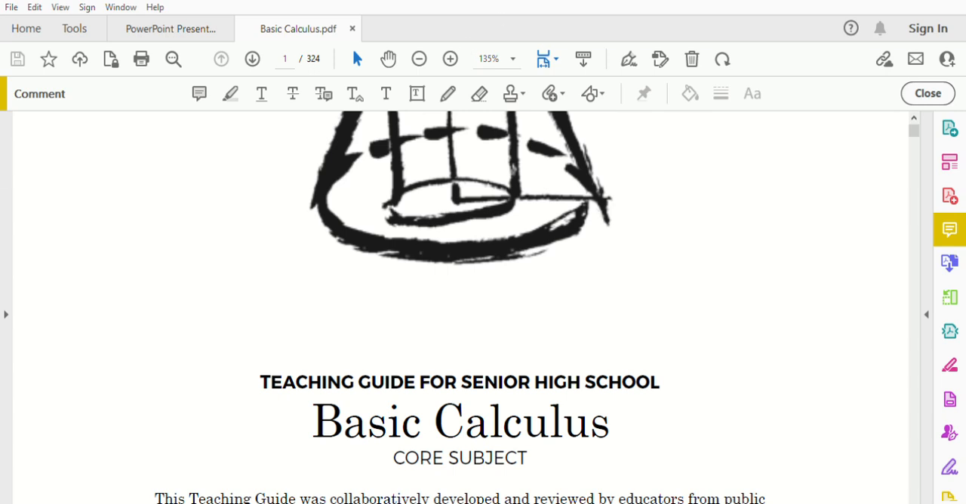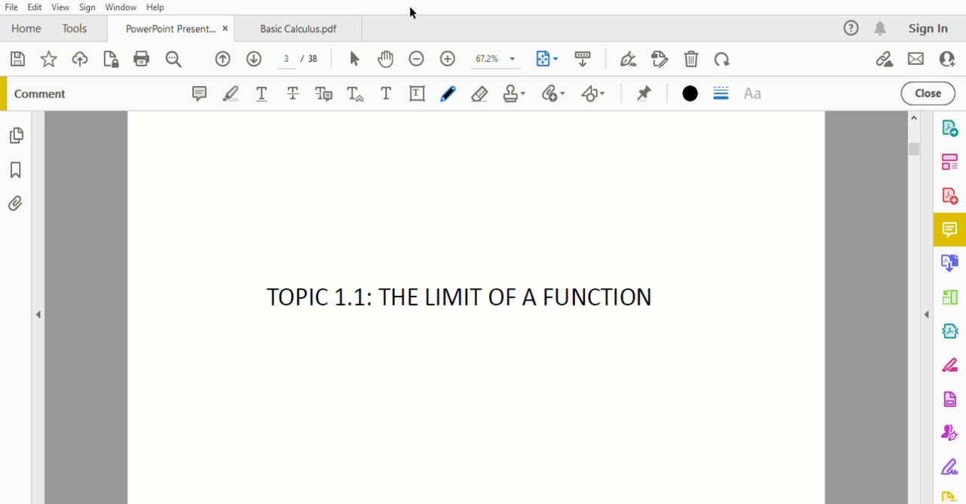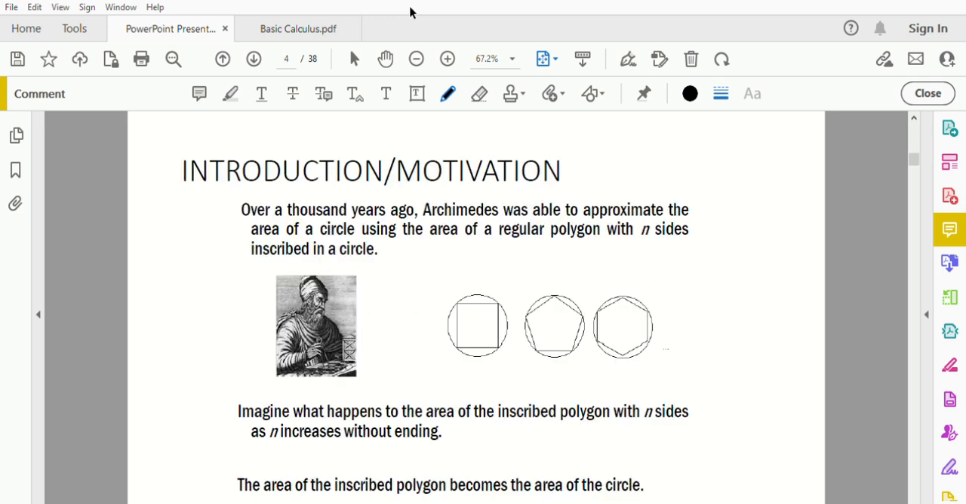Good day, we'll discuss basic calculus based on the teaching guide for senior high school. Chapter 1 is on limits and continuity. The limit of a function. Over 1,000 years ago, Archimedes was able to approximate the area of a circle using the area of a regular polygon with n sides inscribed in a circle.